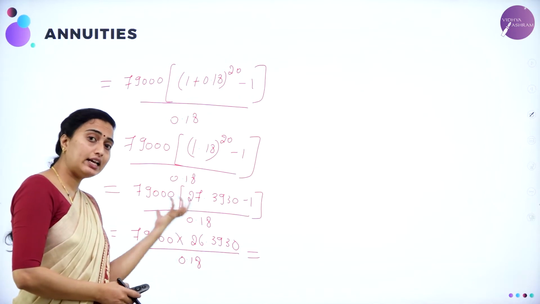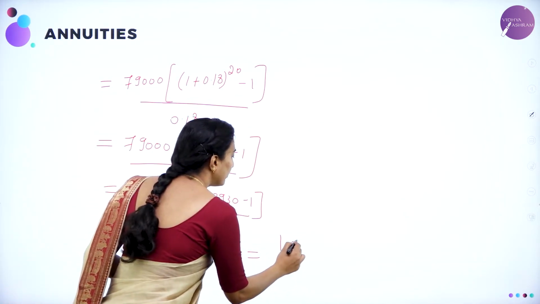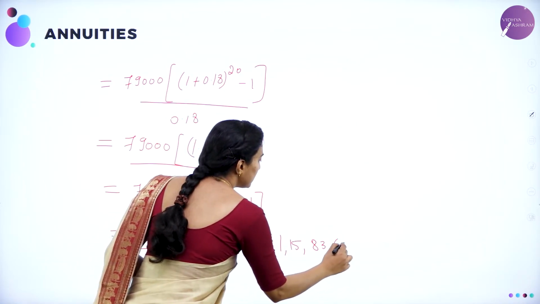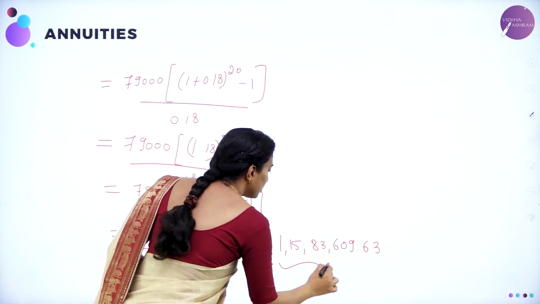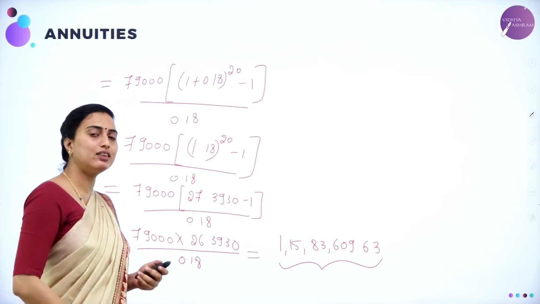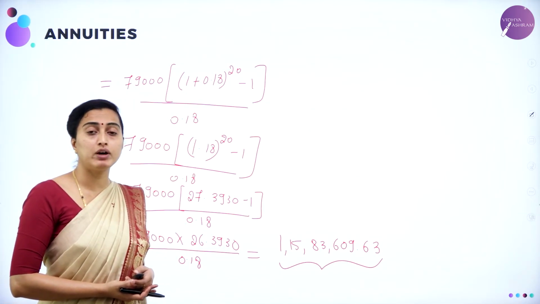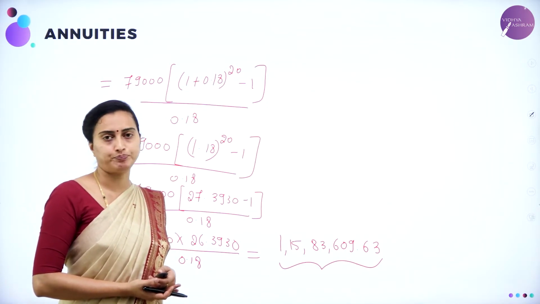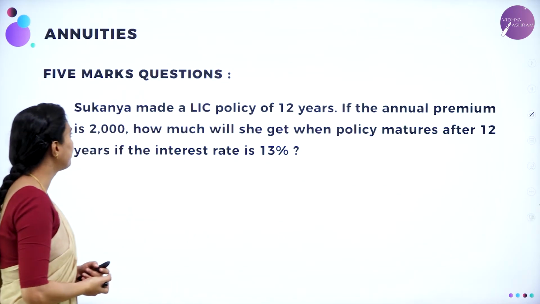After doing this calculation in a calculator, we get the answer 1,15,83,609.63. So this much he is going to get in the future when he invests 79,000 per year at 18% interest per annum. I hope you got this one. We'll move on to the next problem, dears.